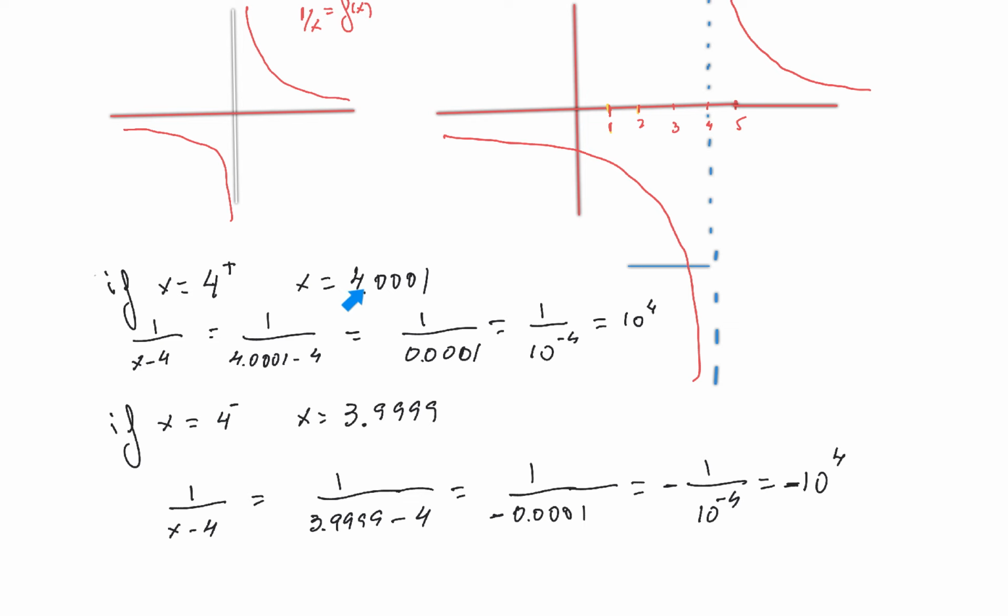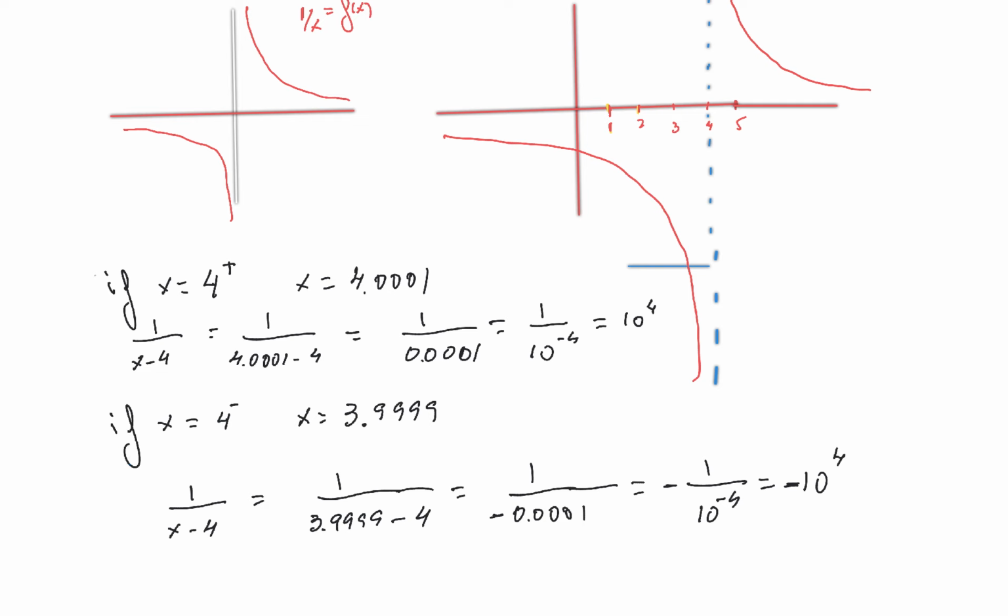When x is 4.00001, it will be 10 to the 5. So as you approach 4 positive from the right, the number will be bigger and bigger and bigger. When you approach 4, the number will get bigger every time. We say that x equal 4 is a vertical asymptote.